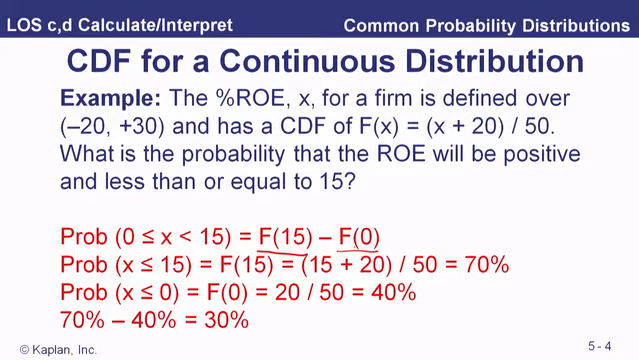So that's a way we might use this cumulative distribution function value, or values, in order to figure out the probability of being within a certain range or interval of our overall probability distribution.